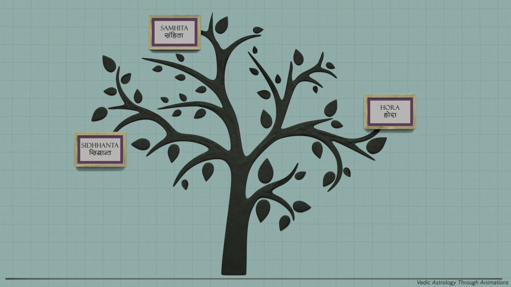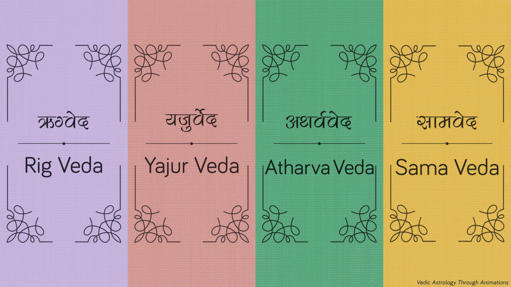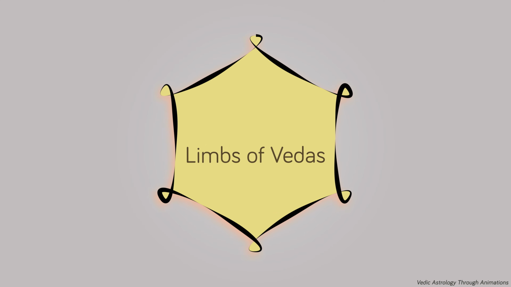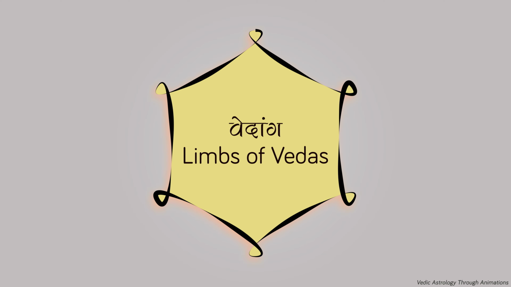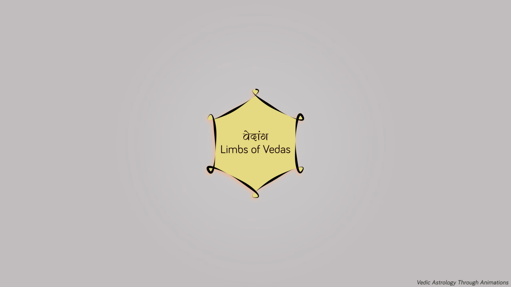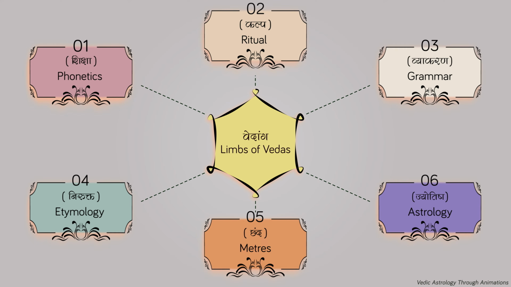Vedic astrology has its root in the Ved, which are the source of all knowledge. There are 4 Ved in total. Their names are Rig Ved, Yajur Ved, Atharva Ved, and Sam Ved. There are also 6 other limbs of the Ved, which are referred to as Vedanga. Only through the help of these Vedangas we can understand the Ved. There are a total of 6 Vedanga, and among them Jyotish, that is Vedic astrology, is the 6th limb.